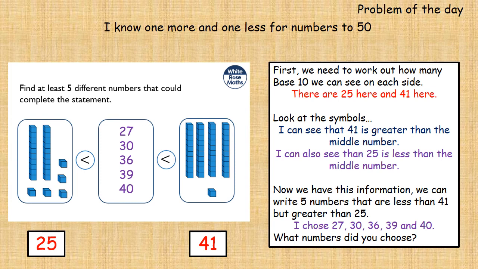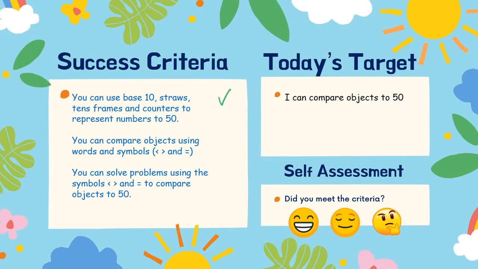Well done everyone, super maths work. Well done everyone, that's the end of our lesson. You have met our success criteria. I can compare objects to 50. You can use base 10, straws, tens frames and counters to represent numbers to 50. You can compare objects and words using our symbols, and you can solve problems using the symbols less than, greater than and equals to compare objects to 50.